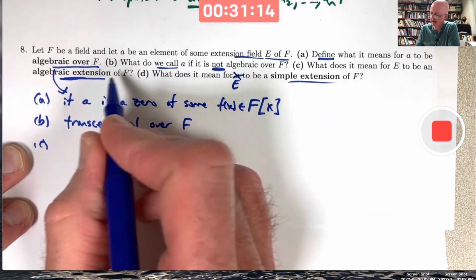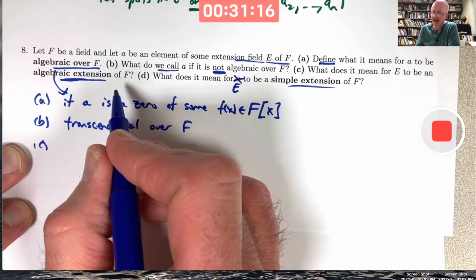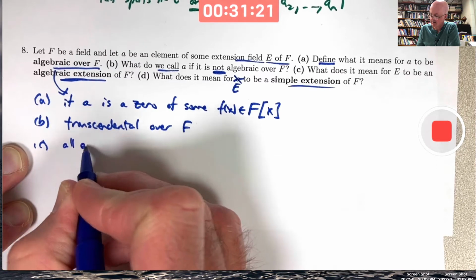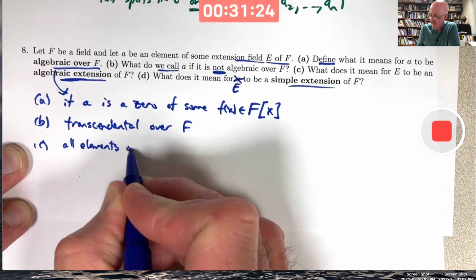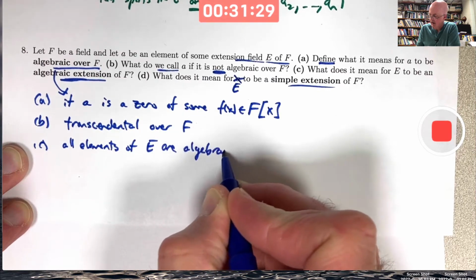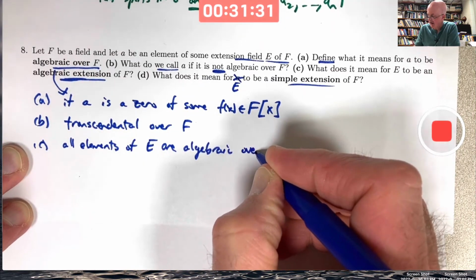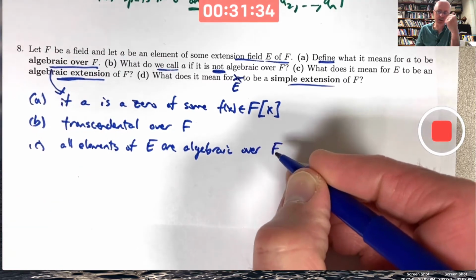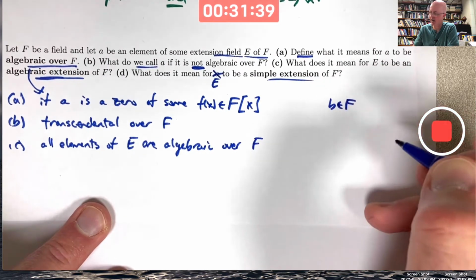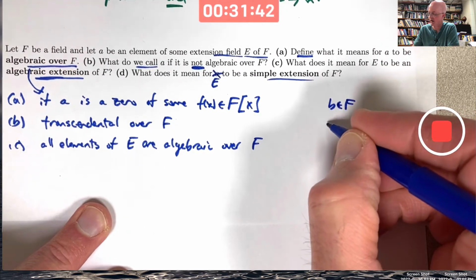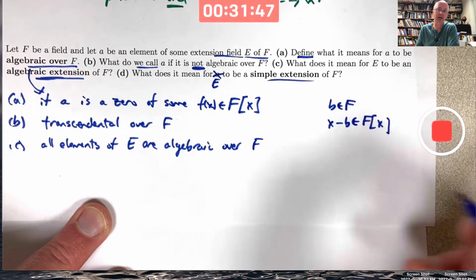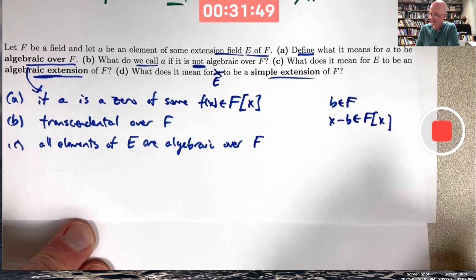C, what does it mean for E to be an algebraic extension of F? Not an algebraic element, but an algebraic extension. It means all elements of E are algebraic over F. By the way, all elements of the base field will be algebraic over the base field. If b is an element of the base field, it's going to be algebraic over the base field because it's going to be a zero of x minus b in this polynomial ring, a linear polynomial.